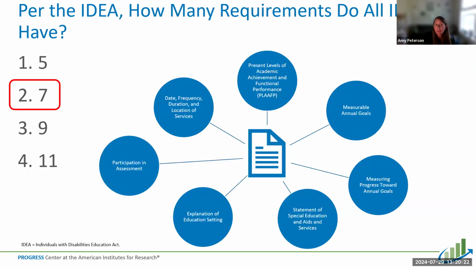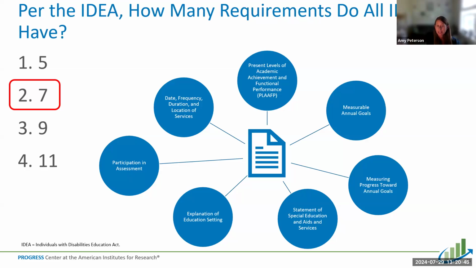So if we think about those required components for all IEPs, we have those 7 required components for all IEPs. Now, again, at different points in time in students' instructional programming, they might have additional components in the IEP. For example, as students become transition age, we obviously need to ensure that we have the transition services, or the age of majority, and some of those other components.